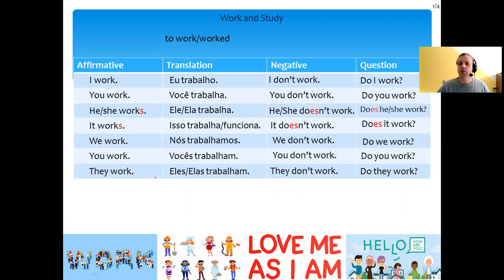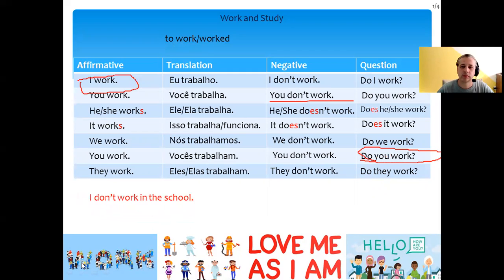How can you say, for example, eu trabalho aqui? I work here. Remember we saw it? Você não trabalha em São Paulo. You don't work in São Paulo. And how can you ask? Vocês trabalham aqui? Do you work here? Okay, let's take a look at more examples. Vamos olhar mais exemplos. I don't work in the school.